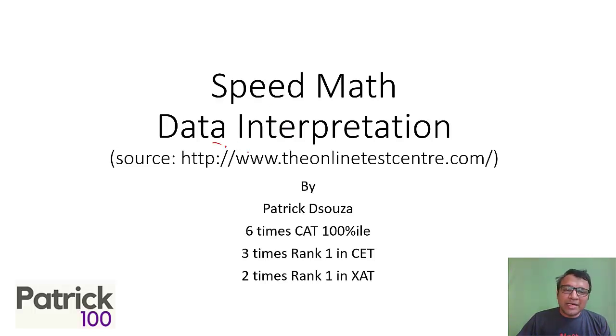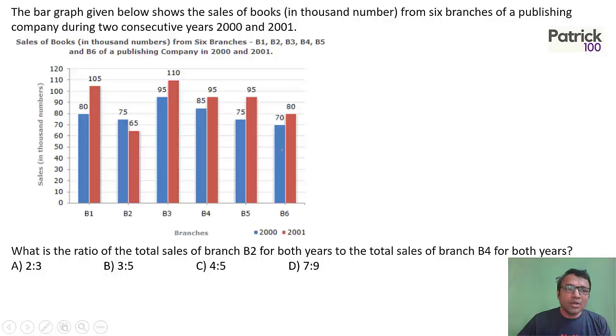Hi, so today we're looking at data interpretation. The bar graph given below shows the sales of books. So basically sales are given. You can directly go to the question and answer.